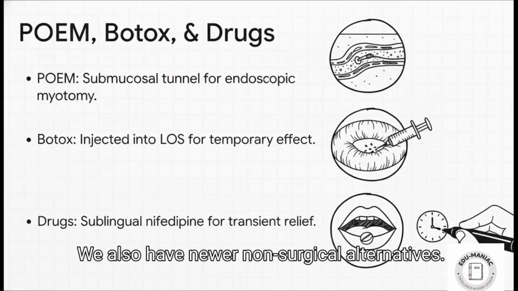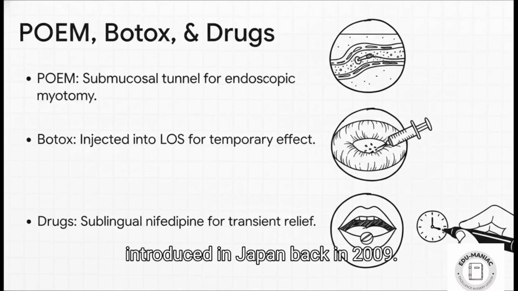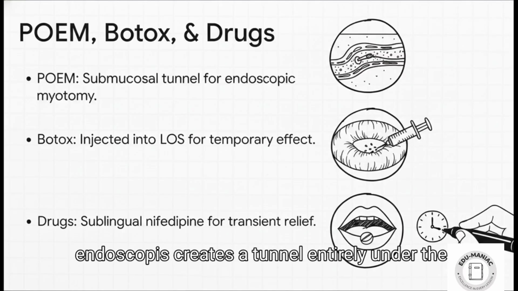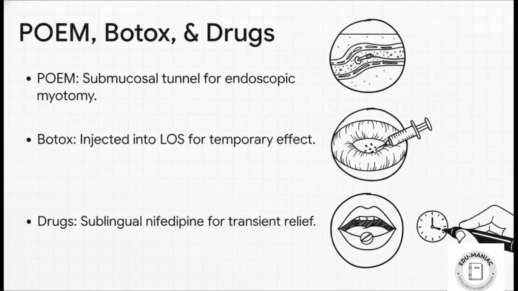We also have newer, non-surgical alternatives. POEM, or per-oral endoscopic myotomy, was introduced in Japan back in 2009. Instead of cutting from the outside in, the endoscopist creates a tunnel entirely under the mucosa from the inside, performing a long myotomy without a single external incision.